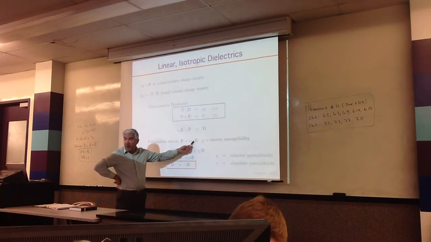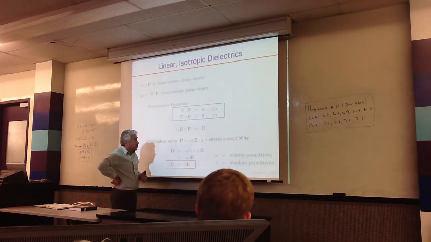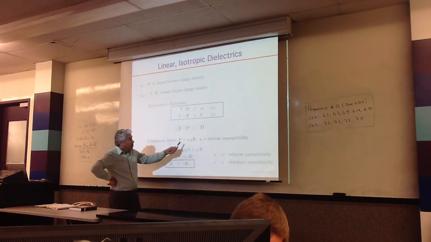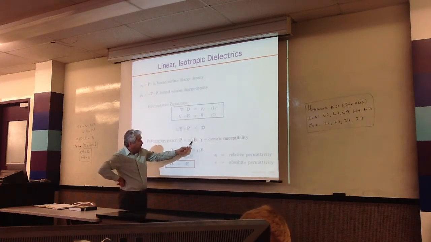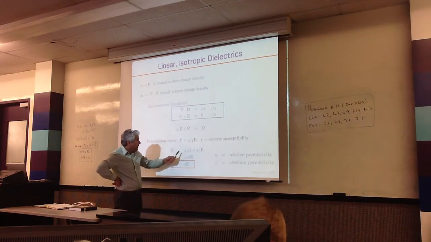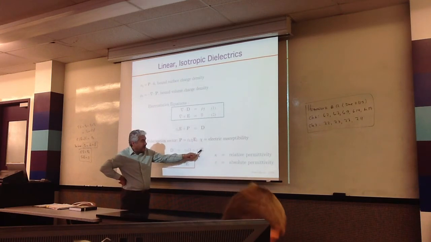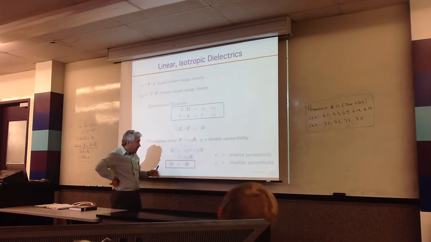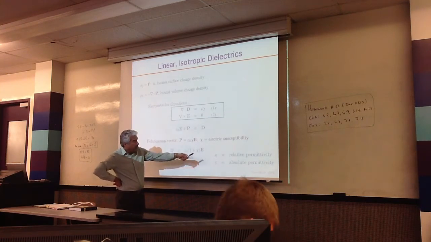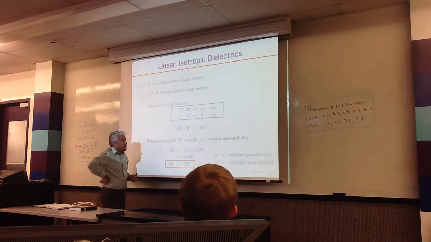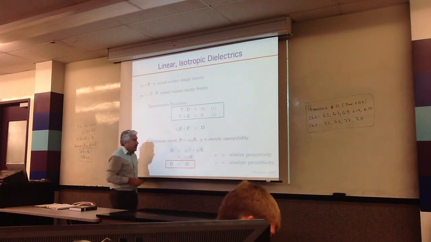And we'll do a couple of problems in which chi depends on position. If it's in this form, I haven't specified whether or not chi is homogeneous, but I can immediately write D, which is epsilon 0 E plus P, as epsilon 0 (1 plus chi) times E. Then I can define my chi, which is what I call the electric susceptibility, and it's a very important quantity. If you know that quantity, you know everything about the dielectric.